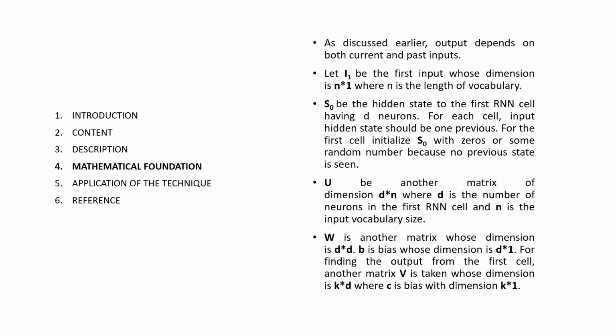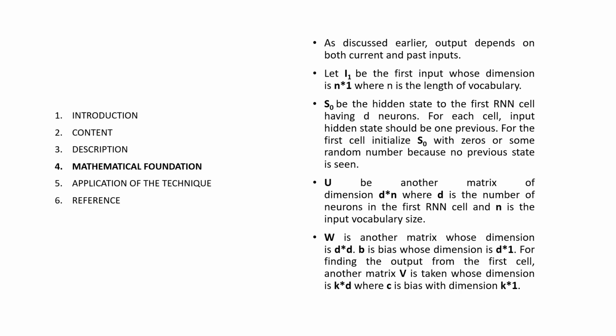The mathematical foundation of RNN is that the output depends on both current and past inputs. Let I1 be the first input whose dimension is N into 1, where N is the length of the vocabulary. S0 is the hidden state of the first RNN cell having D neurons. For each cell, the input hidden state should be the previous one. For the first cell, initialize S0 with 0 or some random number because no previous state is seen. U is another matrix of dimension D into N, where D is the number of neurons in the first RNN cell and N is the input vocabulary size.